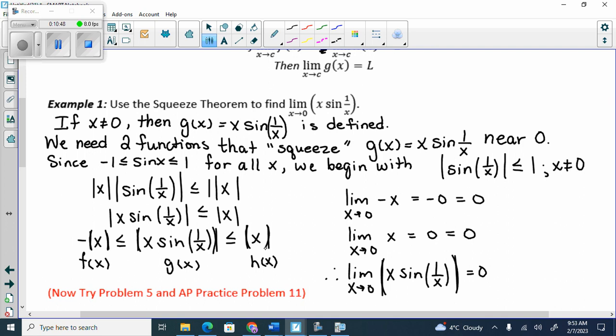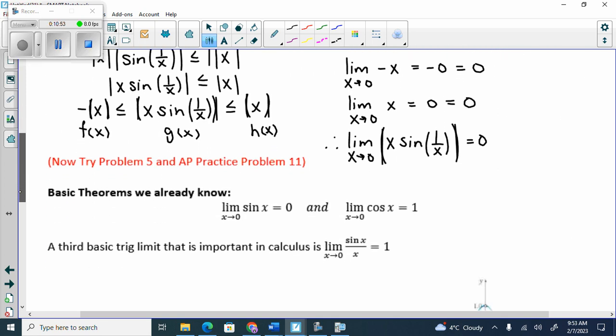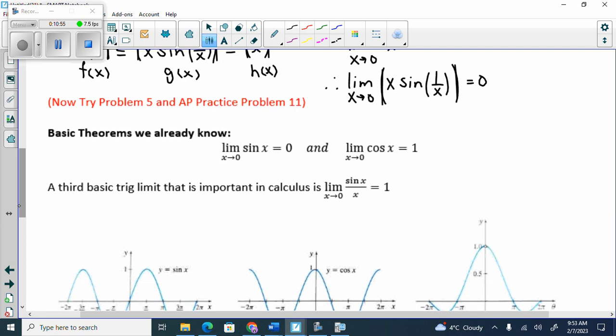And then here's the now try problem 5 and AP practice problem 11. Then we're going to go down to these ones. Basic theorems we already know.